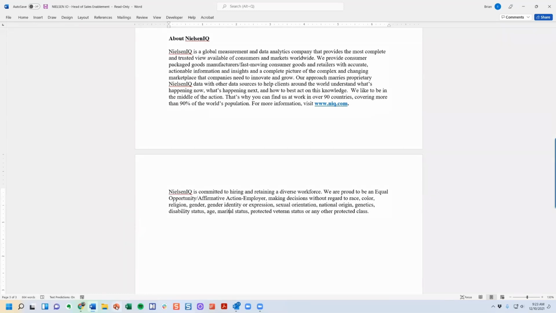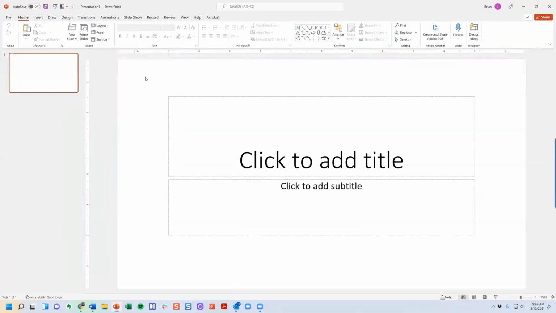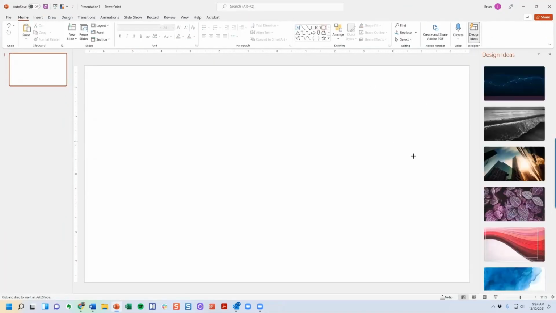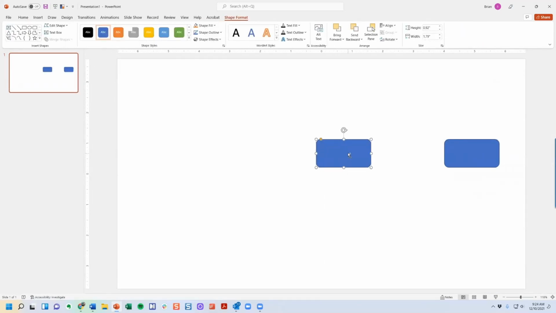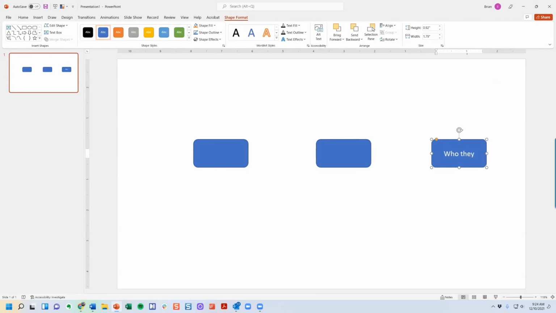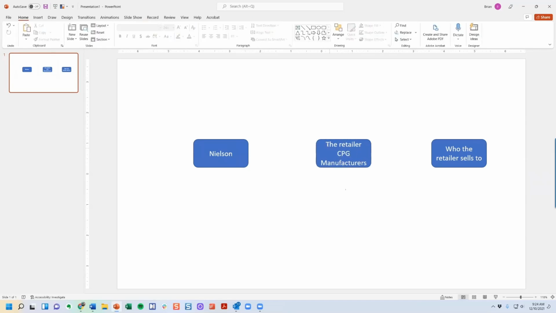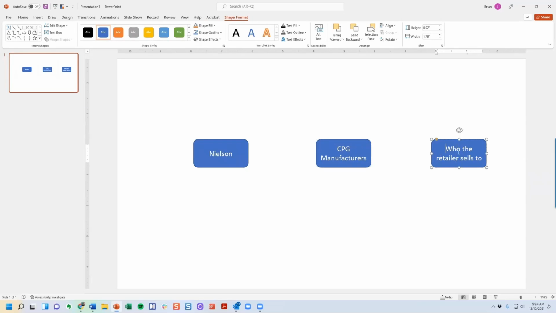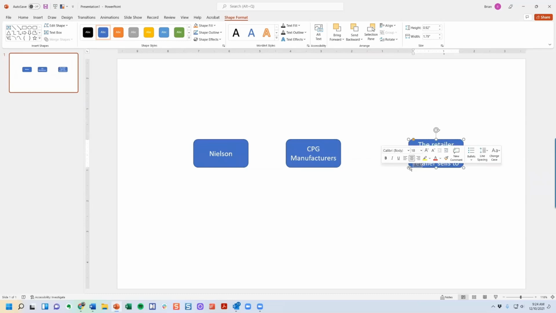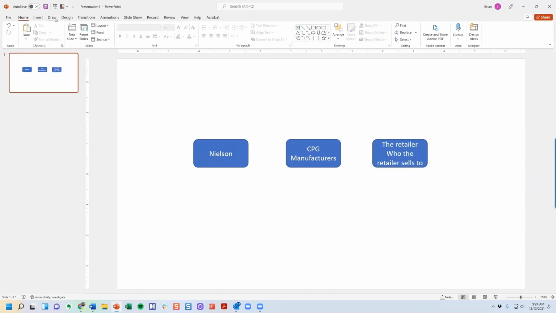If I grab a piece of paper here, in other words, a slide, what this is saying is, here's Nielsen's customers, here's Nielsen's clients, and who Nielsen sells to, who the retailer sells to. This is the retailer, and this is Nielsen. And they're also selling to manufacturers. So CPG manufacturers sell to the retailer who sell to, actually, I'll make it person, to sell to consumers.